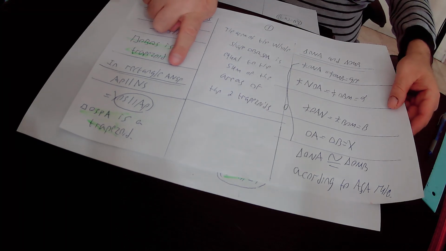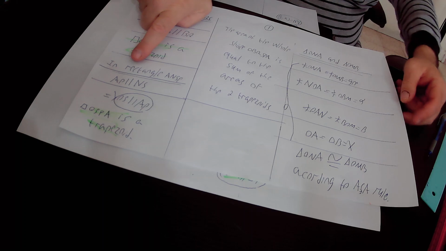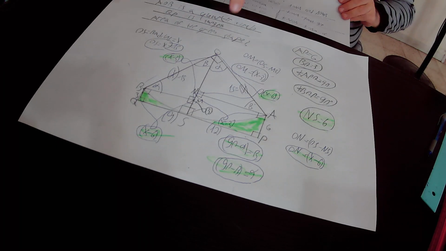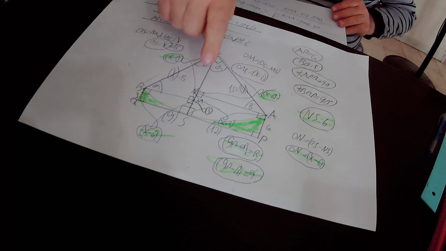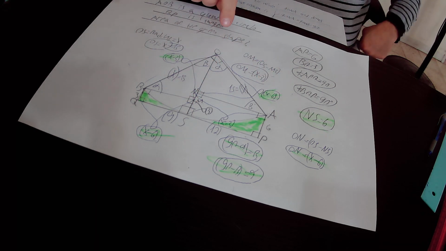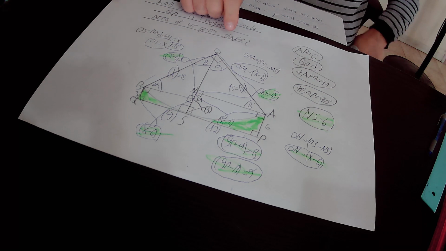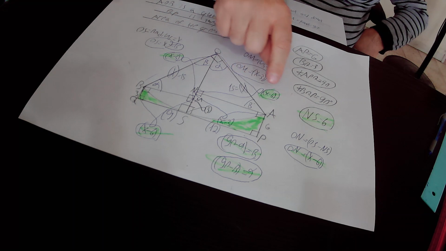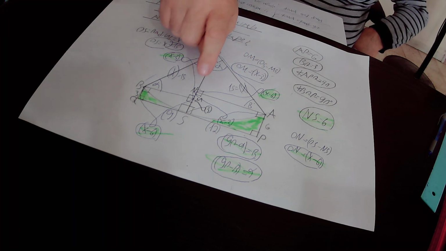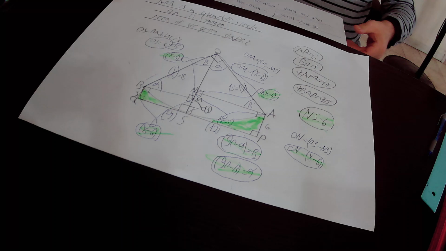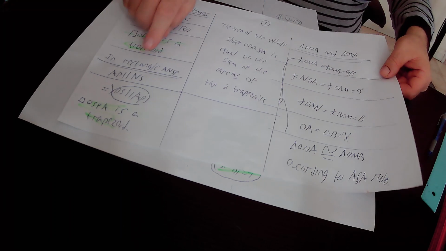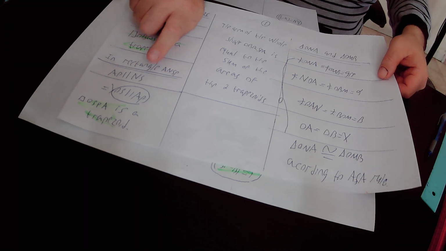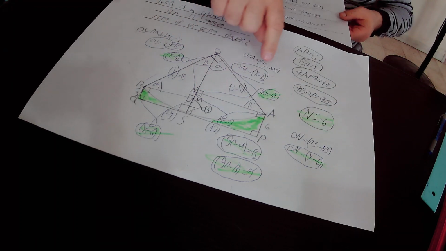In rectangle ANSP, side AP must be parallel to the opposite side NS. So AP is parallel to NS. But NS is part of the straight line OS. So we know that part of the straight line OS is parallel to AP. Therefore the straight line OS itself must also be parallel to side AP. So OS is parallel to AP.